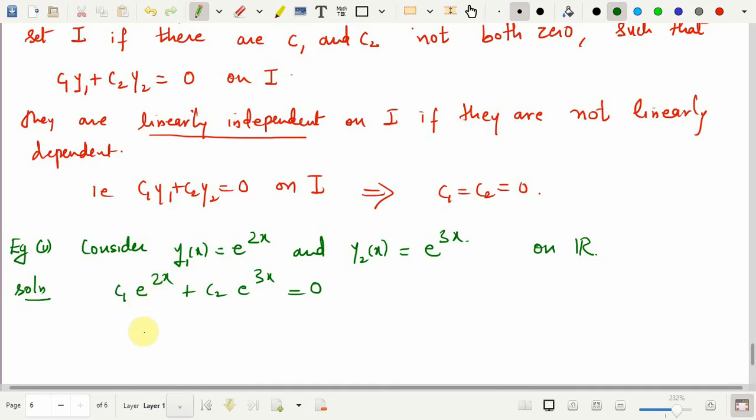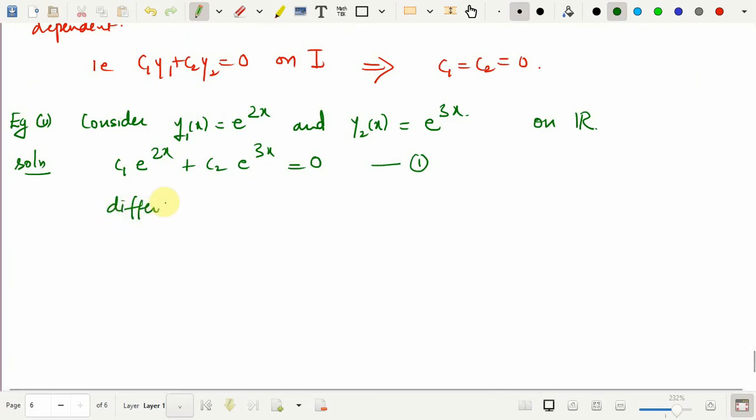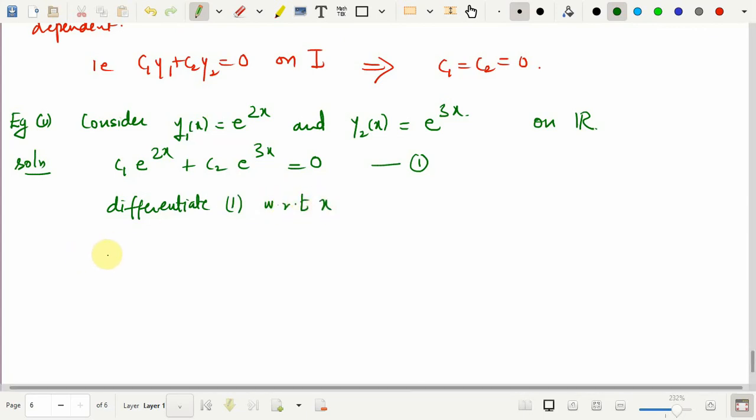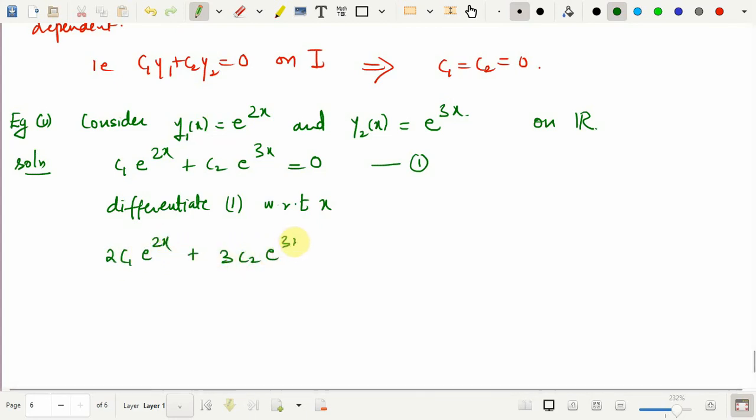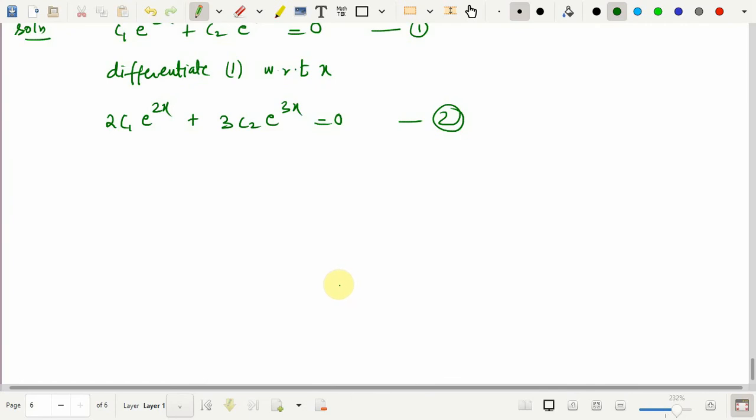So how do I prove it? I'll call this equation 1, and from this I cannot get any data, so I'll try to differentiate it. Differentiate 1 with respect to x. So what do I get? I get 2 C1 e raised to 2x plus 3 C2 e raised to 3x is equal to 0, and that's the second equation. In this way you get two simultaneous equations, so you can solve them by eliminating either C1 or C2 first.